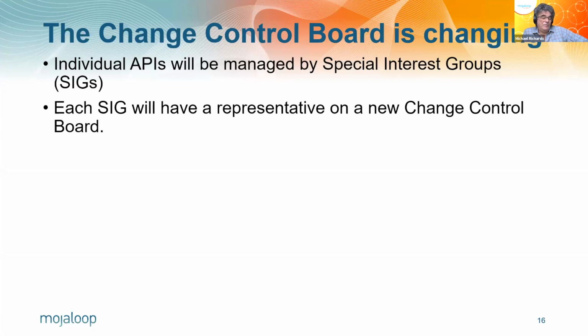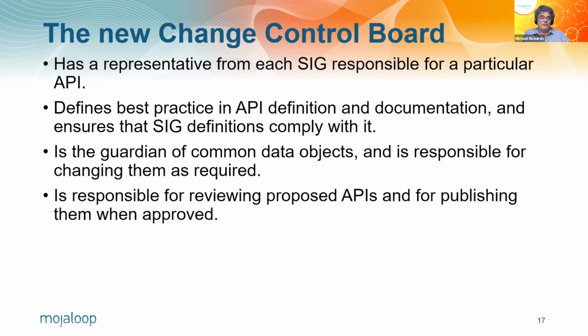And the new PISP interface will have its own special interest group, which in the first instance will be composed largely of people who are working on the development of that interface. And our idea is that each special interest group will have a representative on a new change control board. The new change control board will have a representative from each special interest group, as we've said.